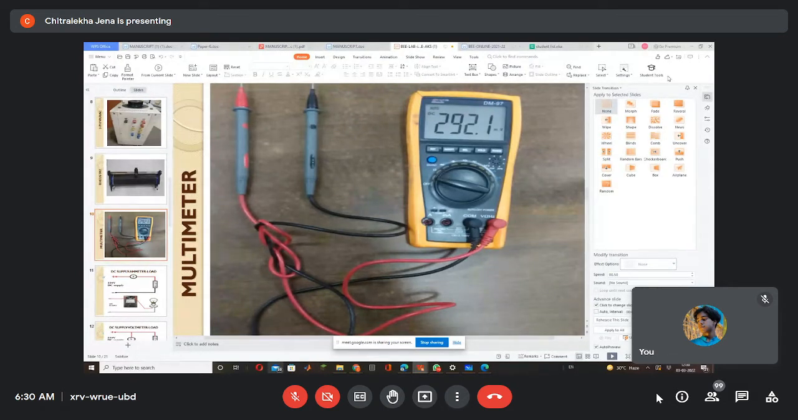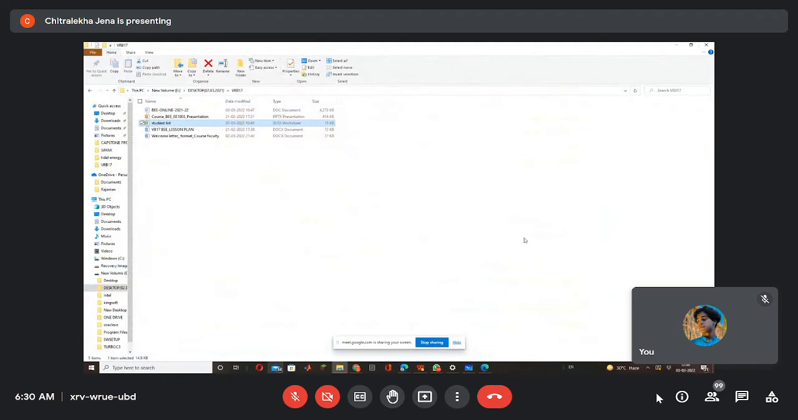Yes, ma'am. Ma'am, it means that we cannot measure current and voltage simultaneously, right? No, simultaneously you cannot measure. At a time you can measure only one. If you want to measure simultaneously, you have to use two multimeters. One you have to connect for current, another for voltage. These multimeters can measure only one reading at a time, voltage or current. Yes, ma'am, got it. Clear to all of you?